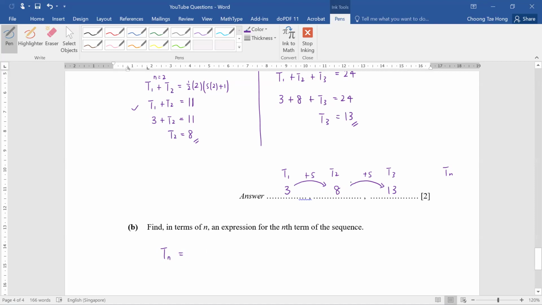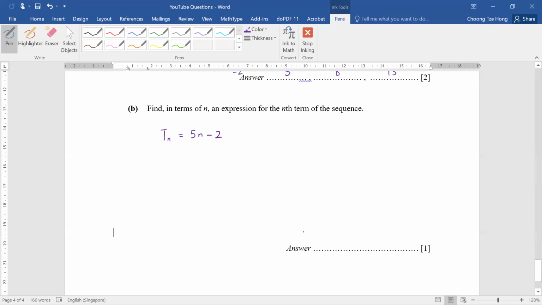The moment you see plus 5, you straight away write 5n already. Then behind it you will either add or minus something, but how do we get the thing that we want to minus? You just imagine there's a T0, a term before this. What would T0 be? From T0, I need to plus 5 to get T1, right? So to get T0, I take 3 minus 5, and you'll get negative 2. Once you get this, you just add the negative 2 behind. So this is the method to obtain the nth term expression very quickly. The answer will be 5n minus 2.